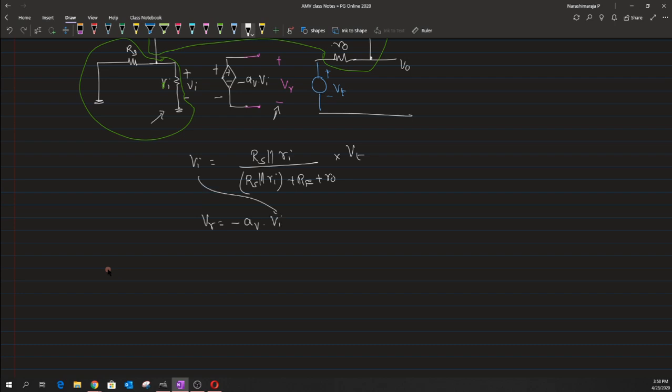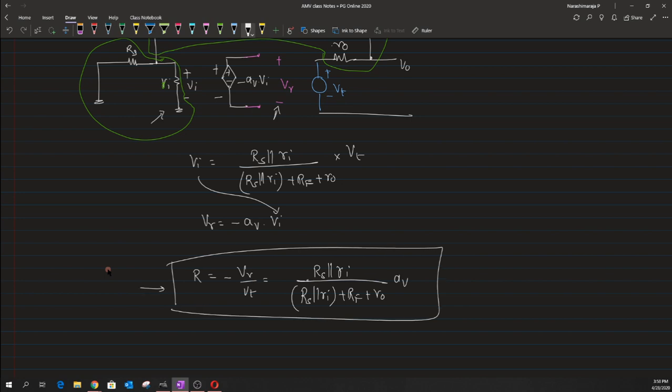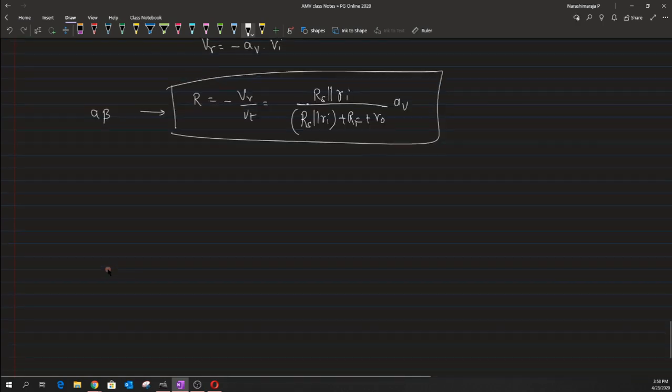So in the place of Vi, one could substitute this expression, so that the return ratio, which is minus Vr by Vt, can be written into Av. Okay, yeah. So this is the formula that we have found for this A beta. Okay, so this return ratio, or the ratio of Vr by Vt, will give us this loop gain formula. Okay, so let me just move on to the next one where we will try to have a different circuit setup.